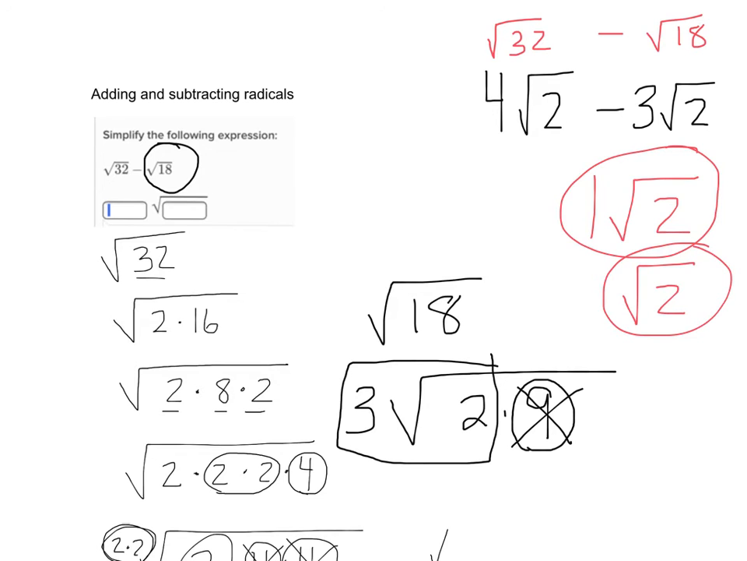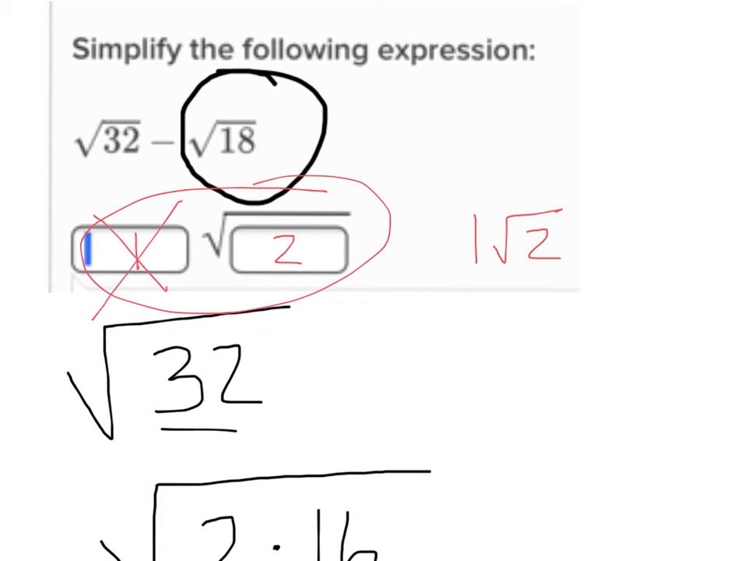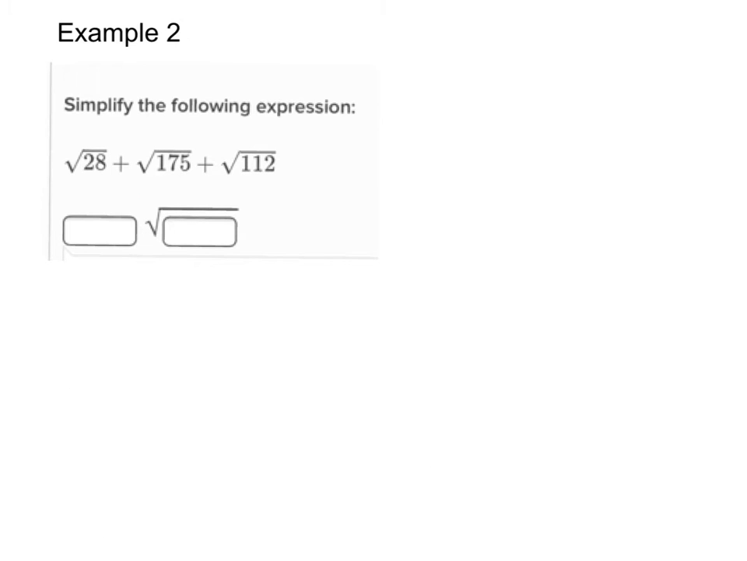So in Khan Academy, what I would put is 1 square root of 2. Okay, what I have right here is the same thing as 1 square root of 2. Or you could just leave this blank and just put a square root of 2 here, and it'll give you the same result. So let's look at example 2.